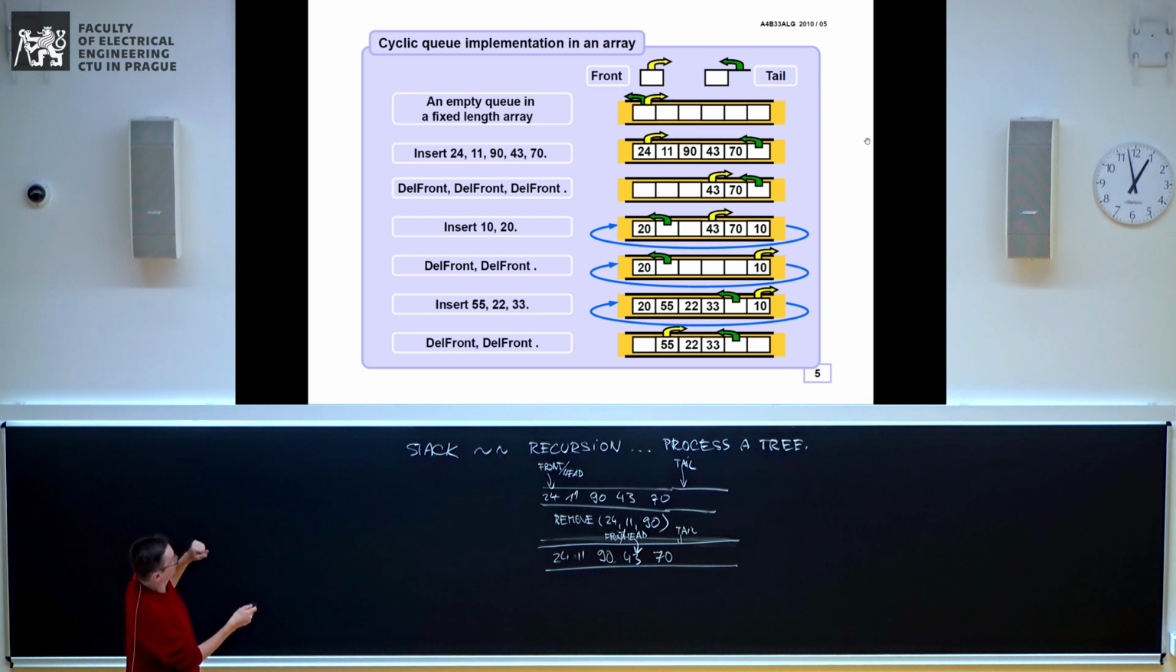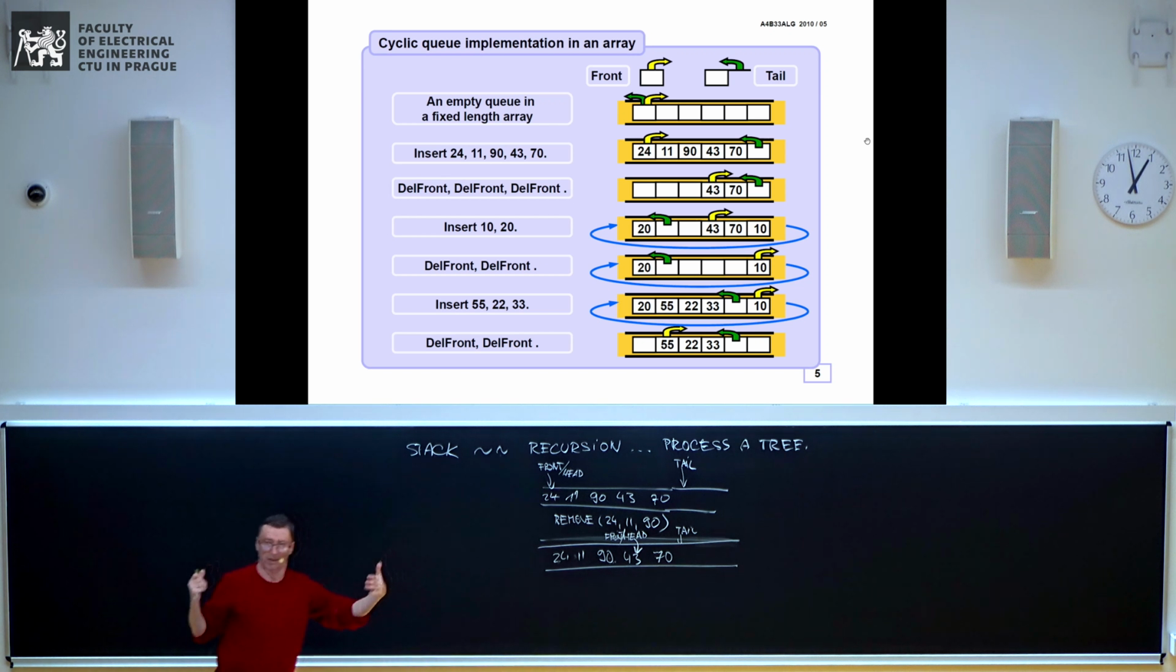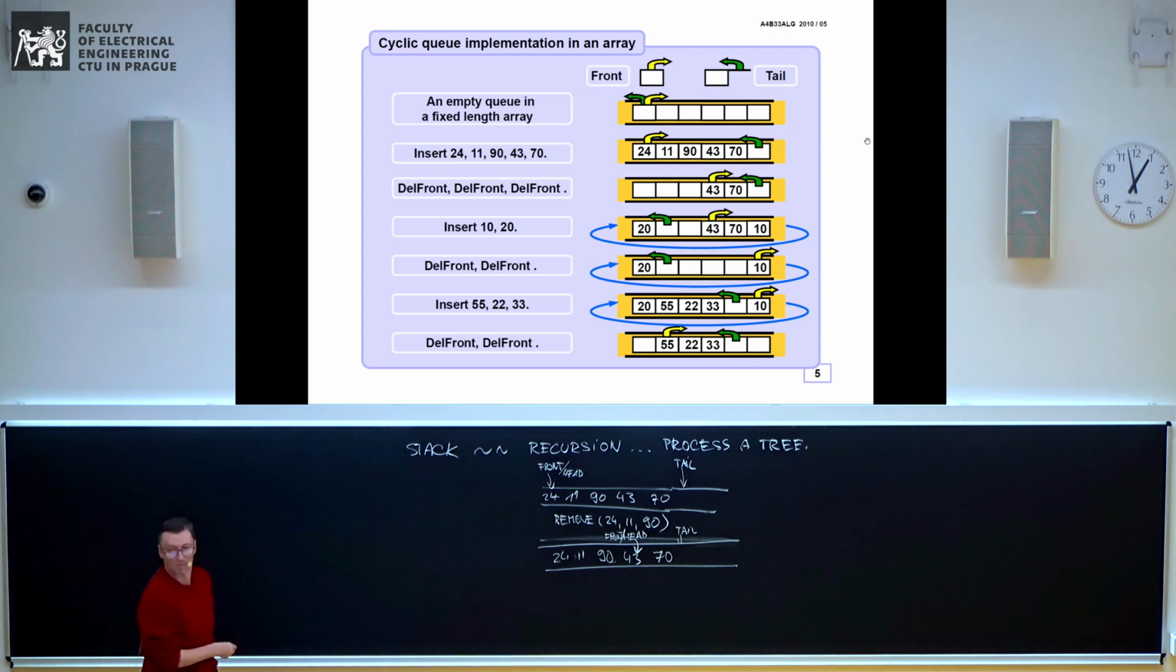So we have removed a few elements from the beginning. Then we insert some more elements, 10 and 20. And what happens when we arrive at the end of the physical array or physical list in which the values are to be stored, then we again jump to the very beginning of the same structure in the memory and continue from there as if nothing had happened.